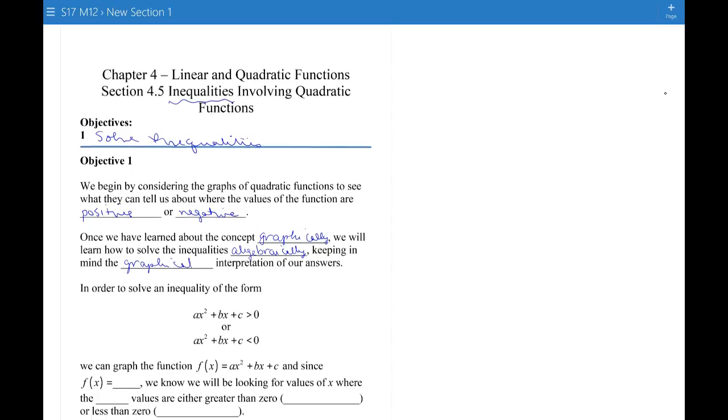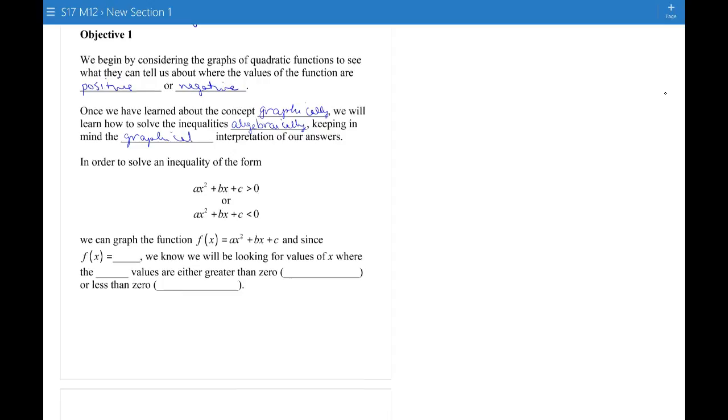your answers. So when we want to solve an inequality of the form ax squared plus bx plus c is greater than 0 or less than 0, we know we can graph the function f of x equals ax squared plus bx plus c. And it's going to be a parabola. And since we know f of x equals the y values, we'll be looking for values of x where the y values are either greater than 0, positive, or less than 0, negative. So this is saying, where are the y values positive? And this one's saying, where are the y values negative? And when I say where, I'm always meaning for which x values.